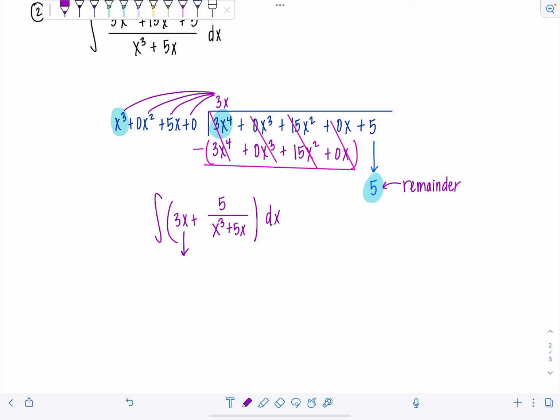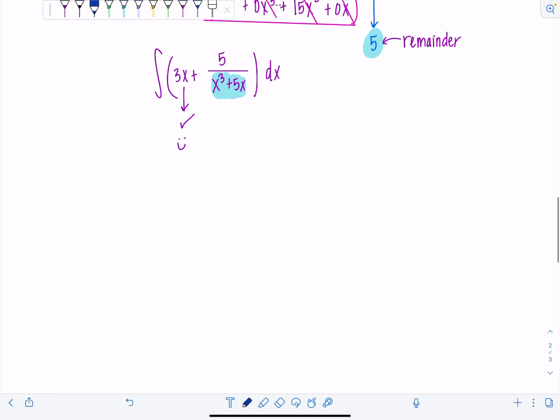You know how to integrate 3x. That's no problem. We got that. Should I put a little happy face? Yay. But 5 over x cubed plus 5x, ooh, yeah, we need to do partial fractions because we can't u-sub, sadly, right? If I let that be u, I would need, too bad there's no 5x squared in the numerator, right? Oh man, it's fine. That's why we got partial fraction decomp to save the day.